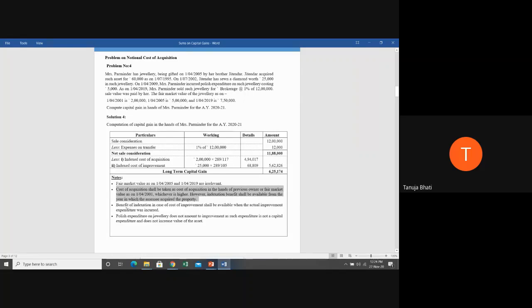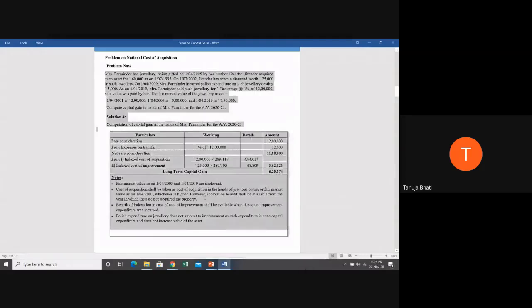SSE is the current owner. Next, the benefit of indexation in case of cost of improvement shall be available only when the actual improvement expenditure was incurred. Next, polish expenditure on jewelry does not amount to improvement, as such expenditure is not a capital expenditure and it does not increase the value of the asset. So whatever information we have ignored, we have written the reasons for it in the notes.